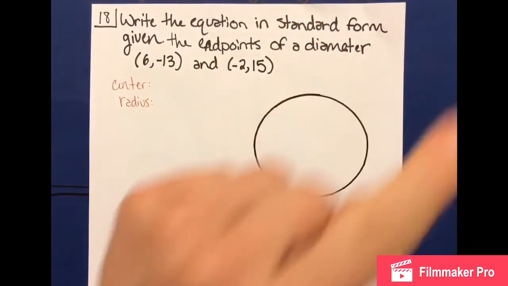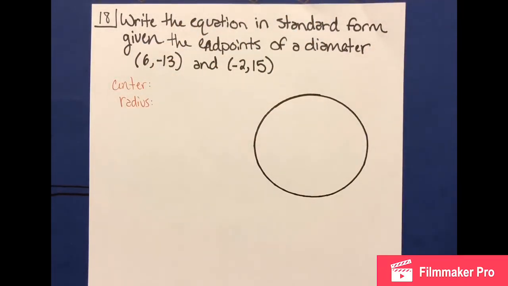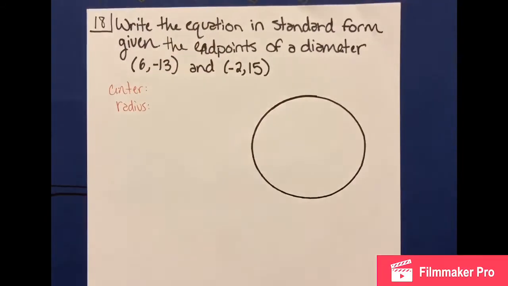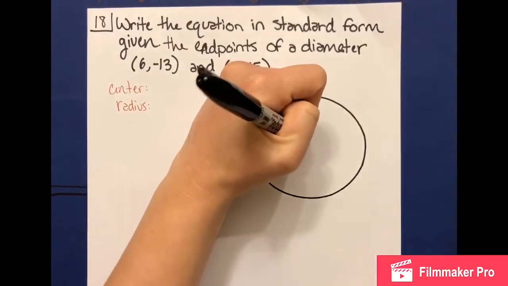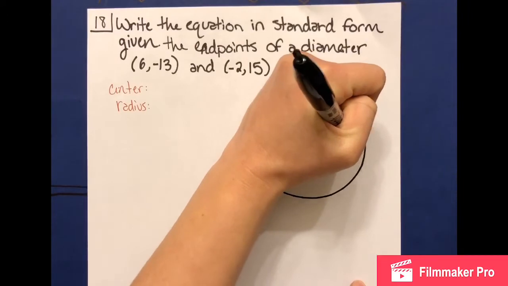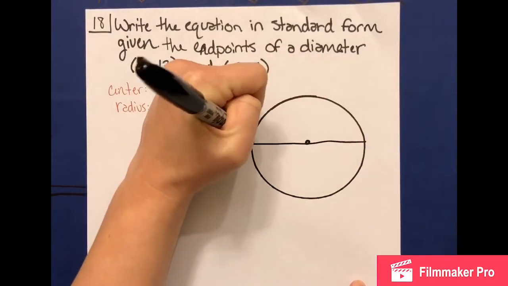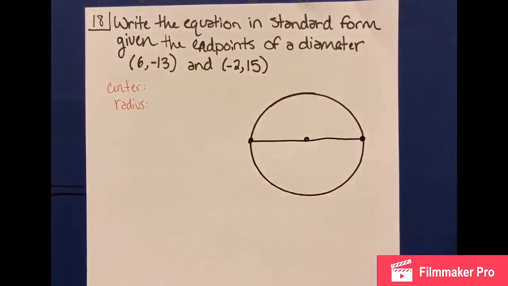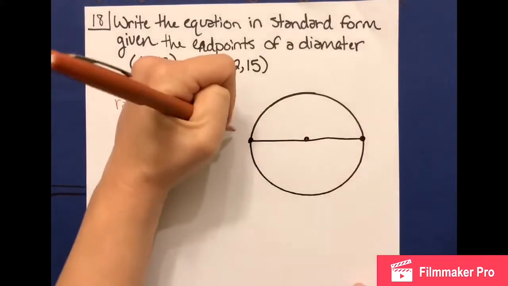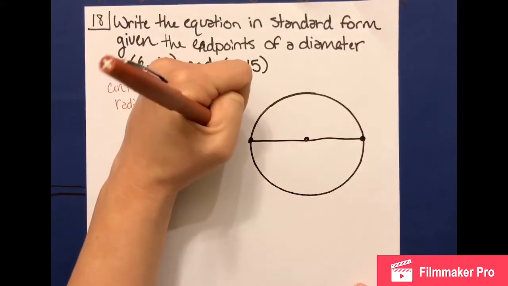Given the endpoints of a diameter. Important thing to think here is, how do you get a diameter? It has to go through the center. That's a really important thing here. It's going to go through the center. So I'm going to draw this. I'm going to label my 2 points. So let's put 6, negative 13.